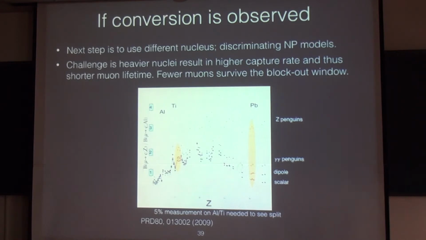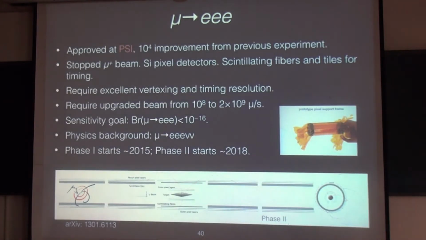So obviously this is still very early stage. Okay, so now move on to Mu3E. It has been approved at PSI. You want to have a 10,000 times improvement from previous experiments. So they have the beam, and they use the silicon pixel detector.